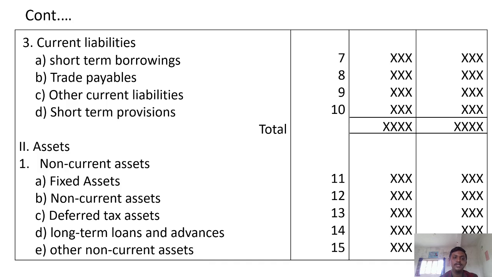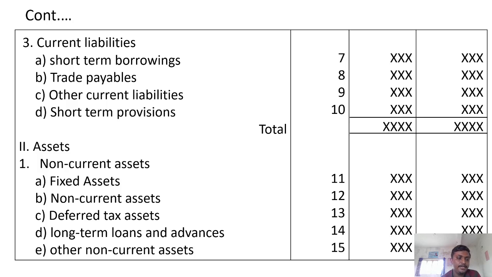The third one is the current liabilities. That again, the current liabilities segregated as follows. That is A, short-term borrowings, note number 7. And the B, trade payables, note number 8. And C, other current liability, note number 9. And short-term provision, note number 10. So add these things, that the total is called as the total of equity and liability.